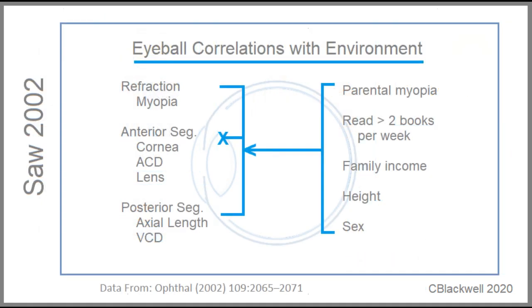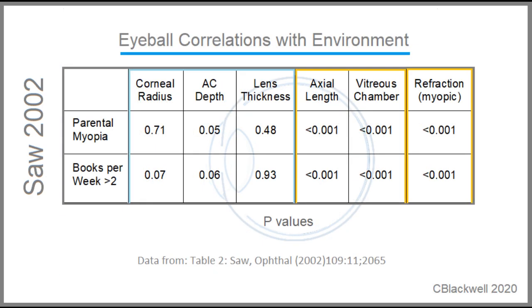The SAW study we presented earlier found an association with parental history of myopia, reading more than 2 books per week, and other factors listed here. The p-values show association of parental myopia and reading with axial length and myopic refraction.